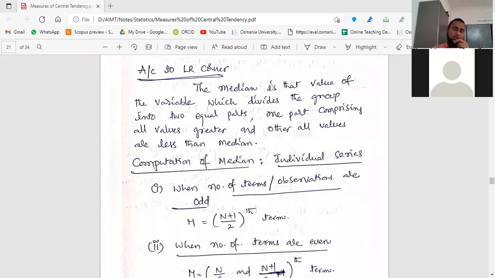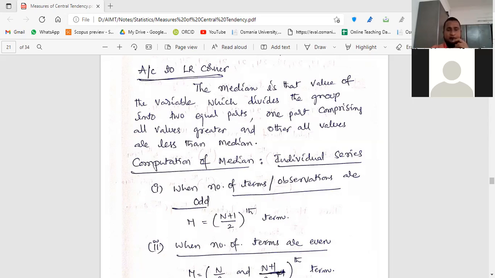So how to calculate the median for the individual series: when the number of terms or observations is odd, I mean the given number of items is an odd number, like 7, 9, 11, then the median is the (n plus 1) divided by 2 th term. This is the formula. When the number of terms is even, we have to find the n by 2 and (n plus 1) by 2 terms.